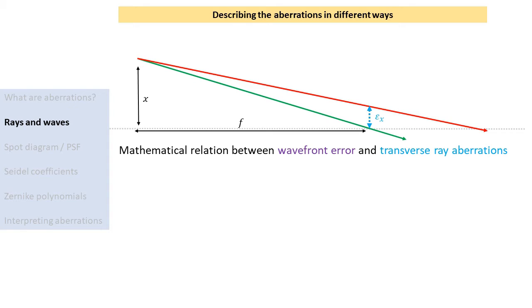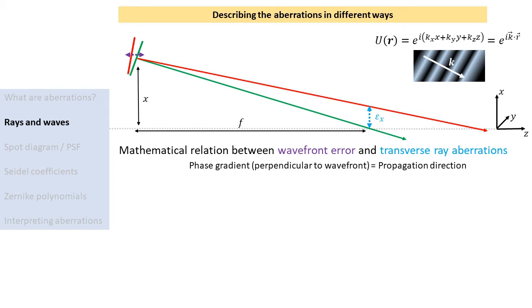The transverse ray aberration is given by the distance between the unaberrated ray and aberrated ray in the ideal image plane. Because the two rays have different propagation directions, they have different local wavefront orientations at their location in the pupil plane. These wavefronts indicate where the phase of the complex-valued optical field is constant. The propagation direction, which is indicated by the direction of the wave vector k, is given by the gradient of the phase of the wave function.